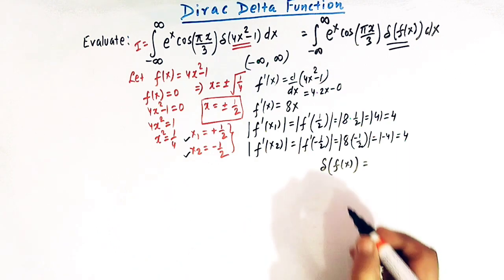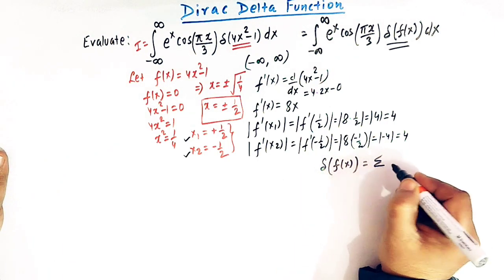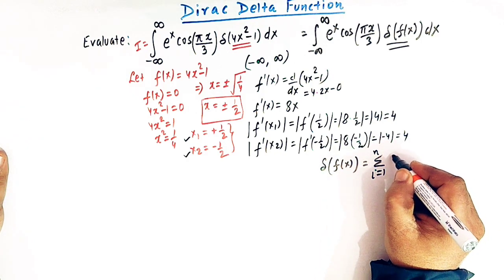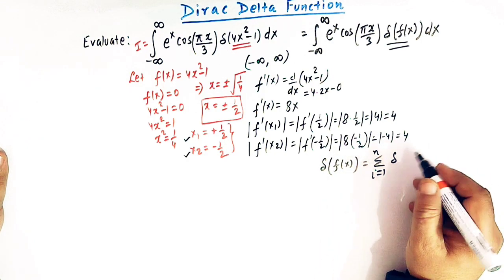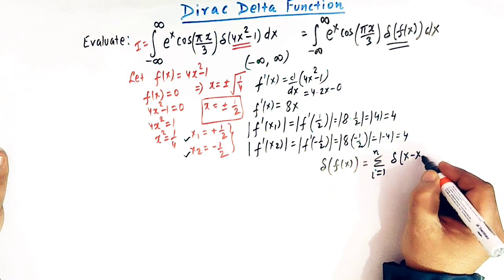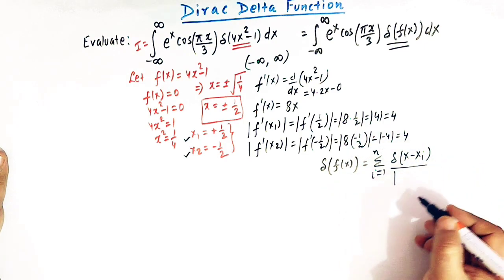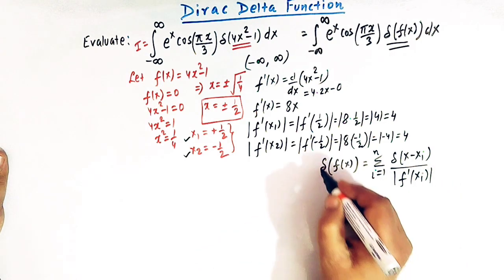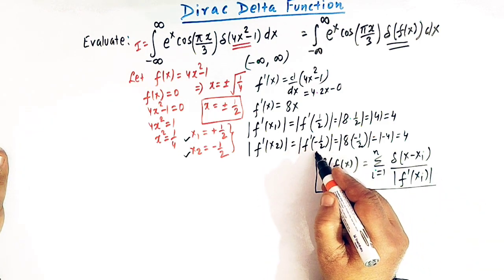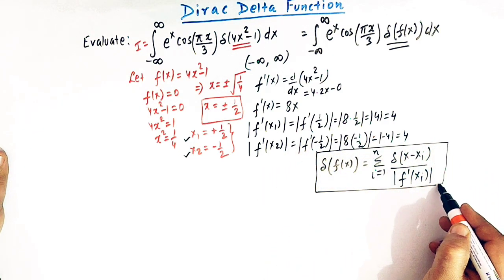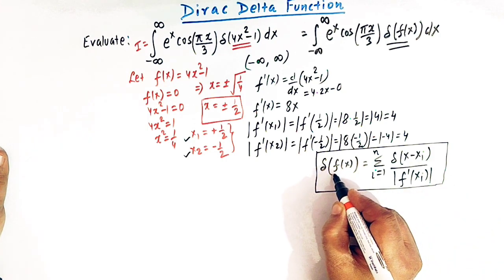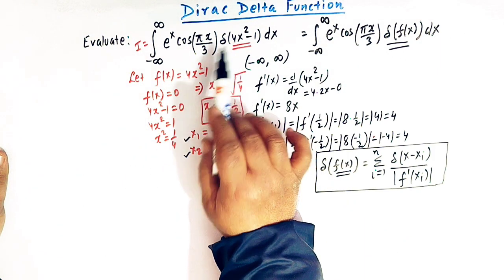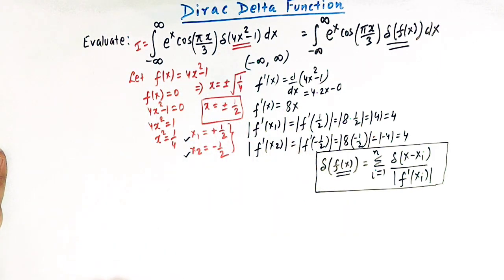So delta of f of x is given by the summation i equal to 1 to n of delta of x minus xi, divided by mod of f prime of xi. So this is a very important property of the Dirac delta function, which is used whenever we have an argument that is a function, in this case a quadratic polynomial.